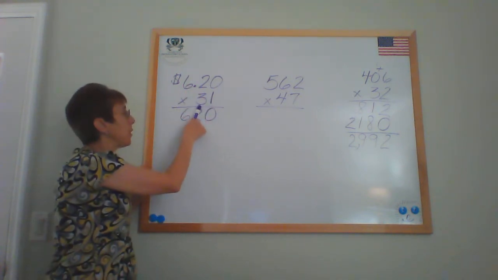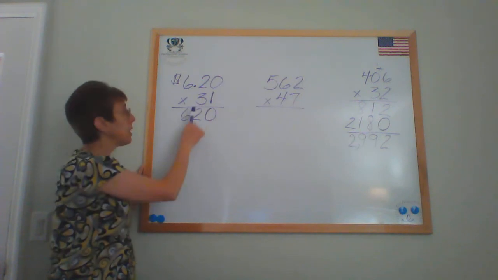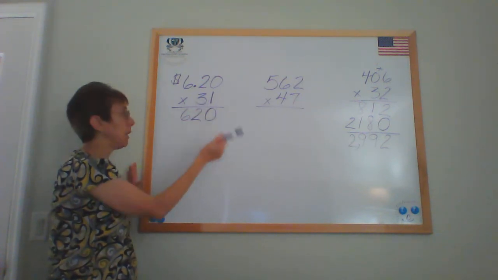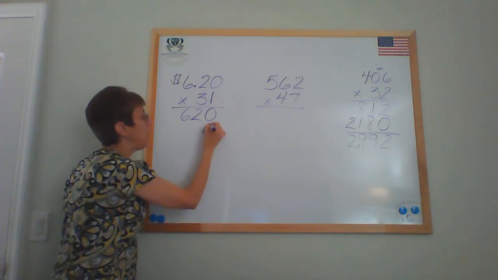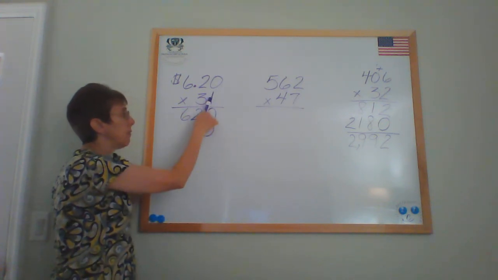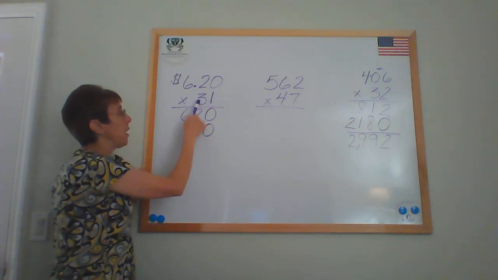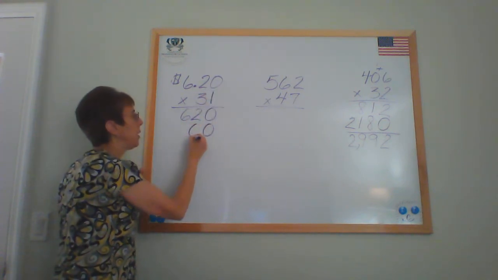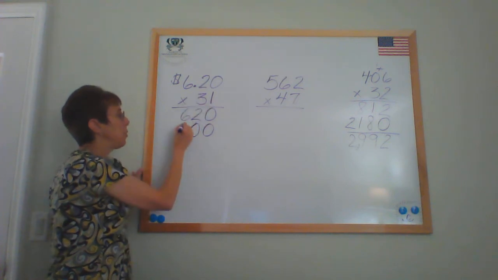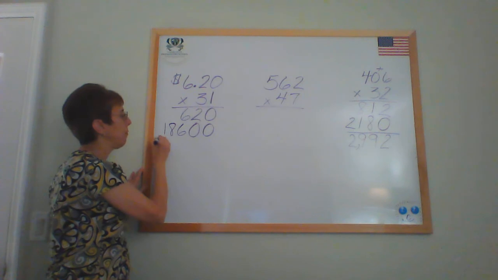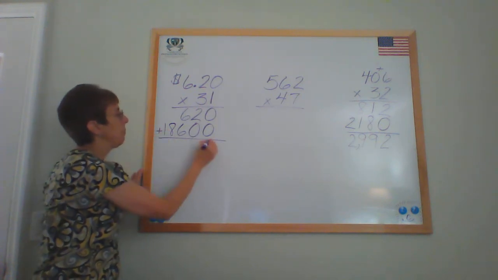We're ready to multiply by the digit in the tens place. It's a 3, but because it's in the tens place, we know it really means 30. We have that 0 here to fill in the ones place. Okay, and then we multiply by the 3. 3 times 0 equals 0. 3 times 2 equals 6. And 3 times 6 equals 18. Now we add it up.